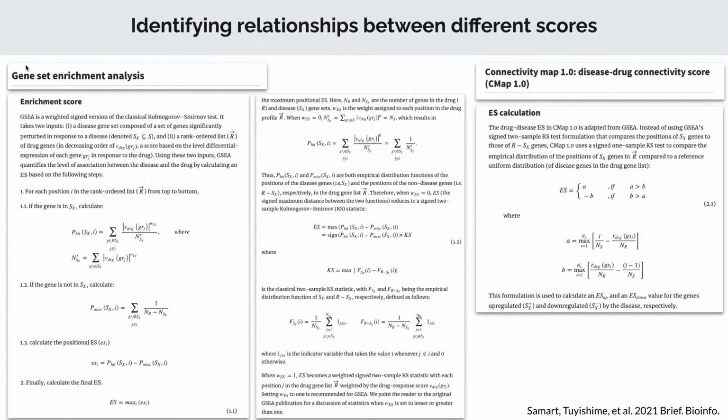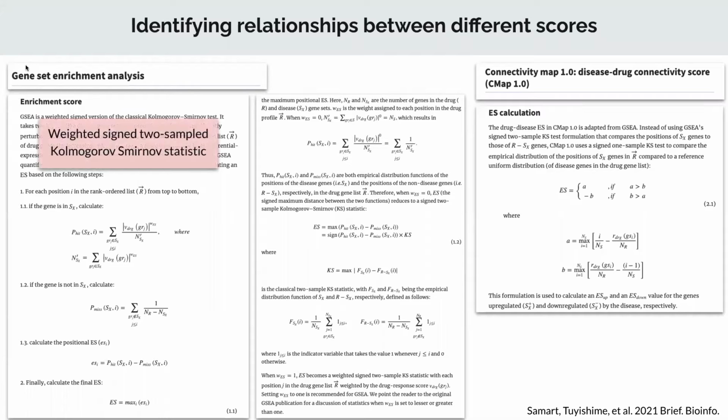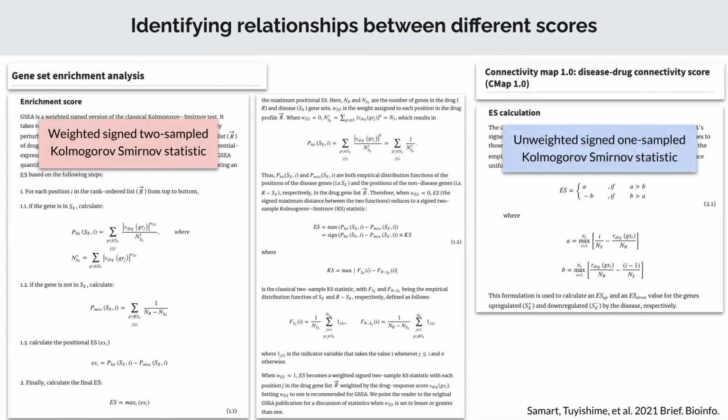By using our unified scheme, we were able to establish a clear connection between the GSEA and CMAP 1.0 enrichment score. The CMAP 1.0 enrichment score is an adapted version of GSEA. Instead of comparing the position of disease genes to the non-disease genes in the drug profiles using a two-sided two-sample Kolmogorov-Smirnov test, CMAP 1.0 uses a one-sided one-sample Kolmogorov-Smirnov test to compare the empirical distribution of the disease gene position in the drug profiles to a reference uniform distribution of disease genes in the drug profiles.